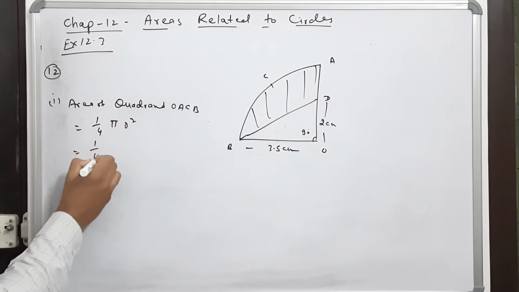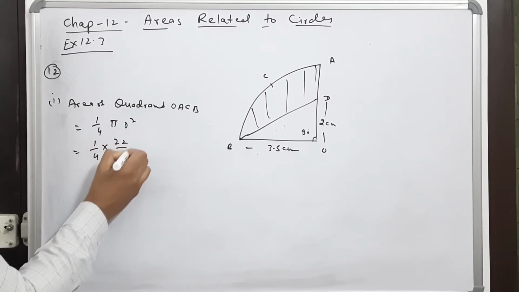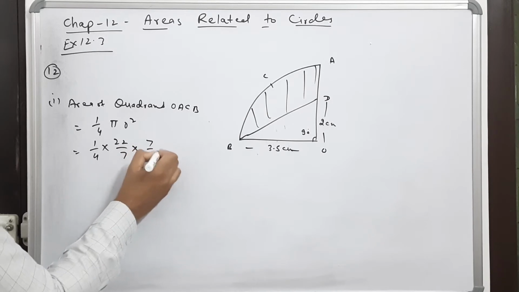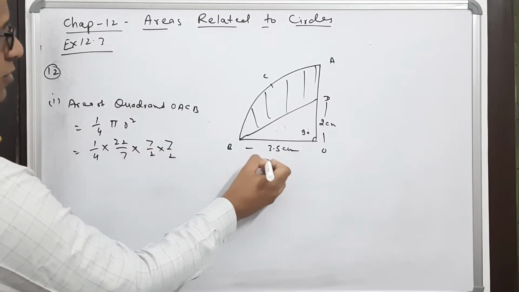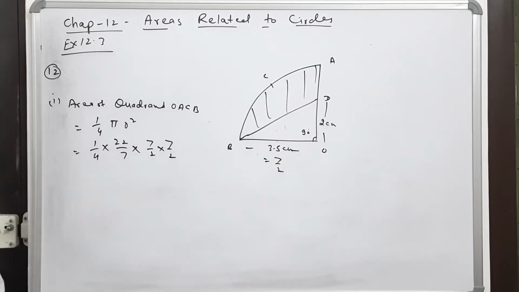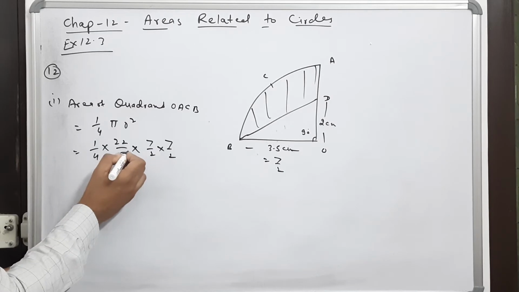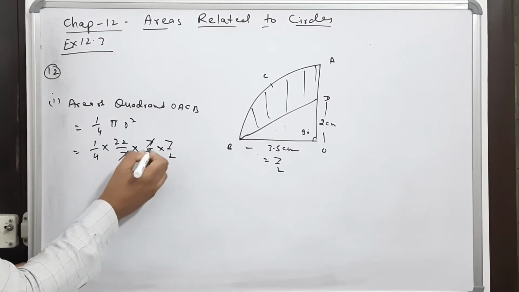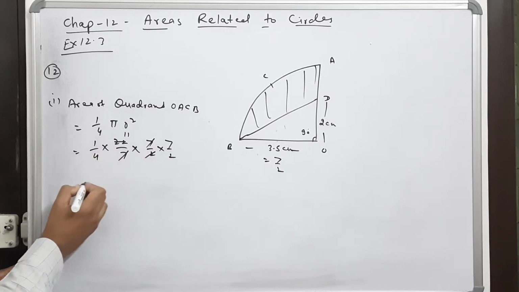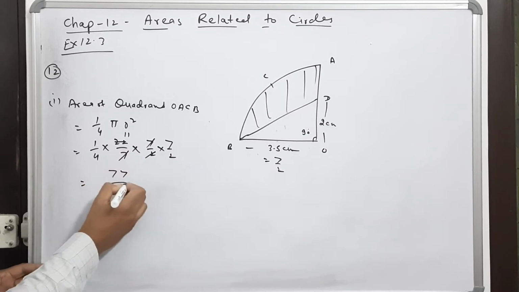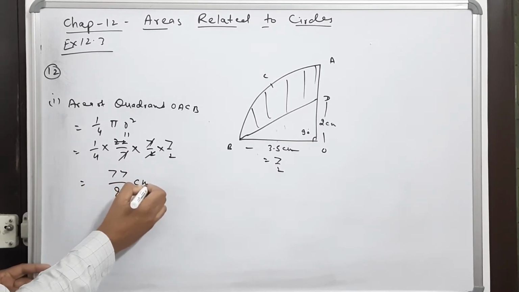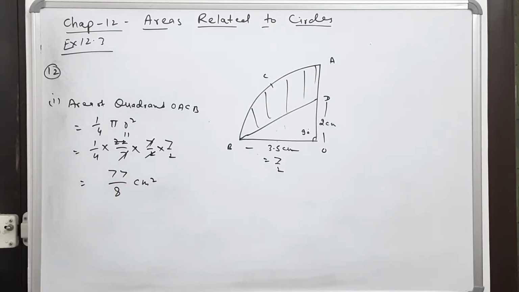So answer is 1 upon 4, 22 upon 7, 7 by 2 and 7 by 2. This is 7 by 2. As I told you, whenever you find 3.5, it is better you use 7 by 2. So now this part is cancelled here and it is 11. Clearly the answer is 77 upon 8 centimeter square. So that is the first one.